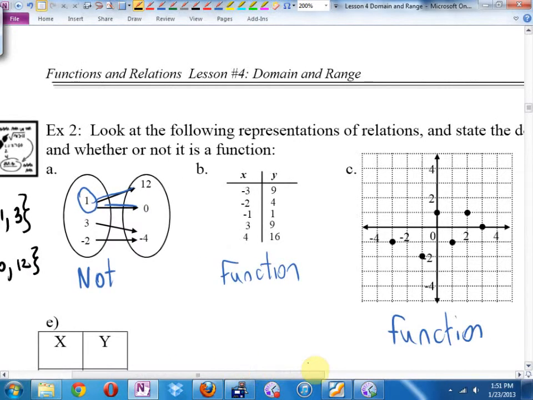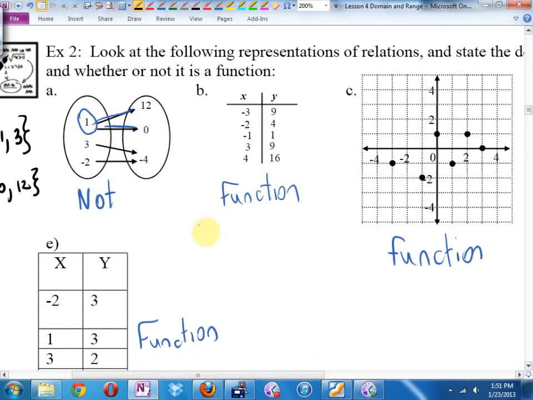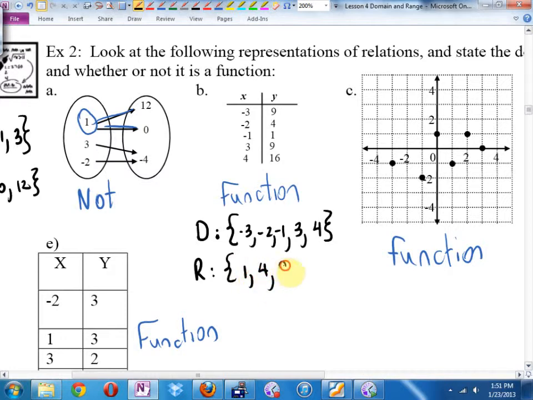B. What's the domain of part B? -3, -2, -1, 3, and 4. What's the range? If I go in order, 1, 4, 9, 9 again, I'm not going to write it twice, and 16. Those are the y values that are used up by this graph.